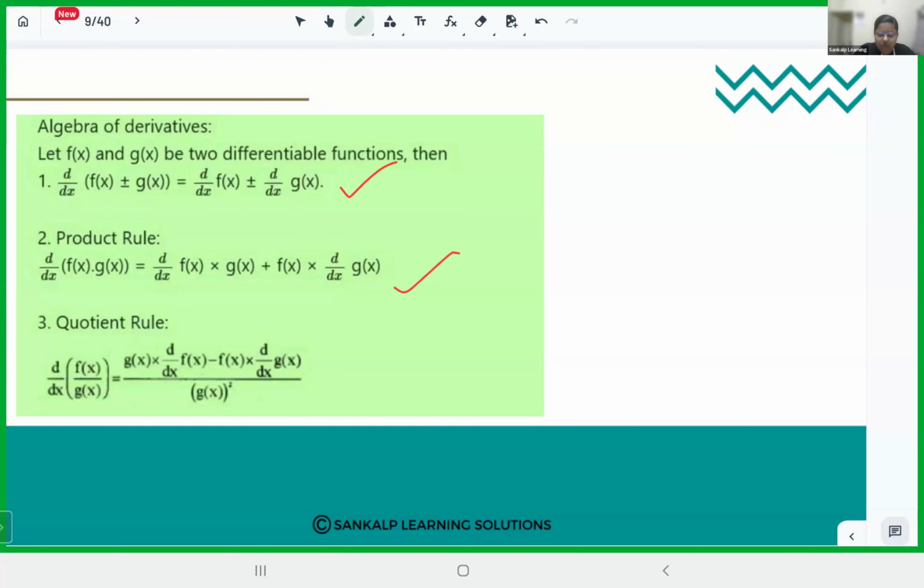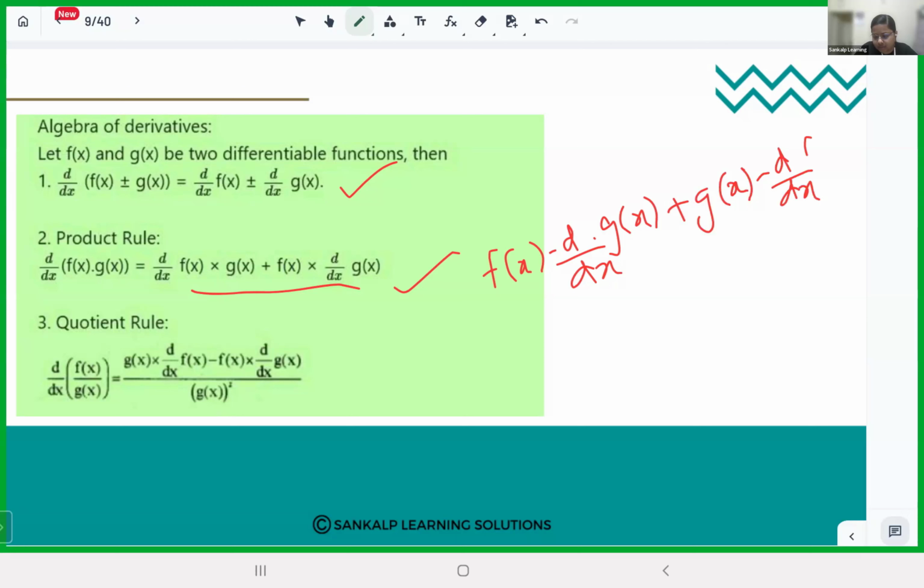And what is the product rule? Product rule means, d by dx of f of x into g of x, how will you find the derivative? It is the derivative of the first function into second function, or you can follow any order because addition is always commutative, right? So you take the first function f of x into derivative of the second function g of x, right? Then plus you write the second function into derivative of the first function. All right. So this is the product rule.